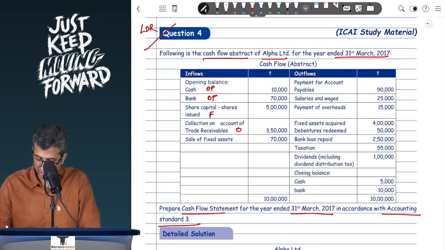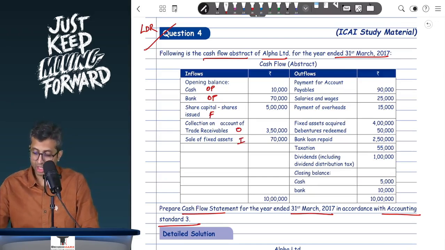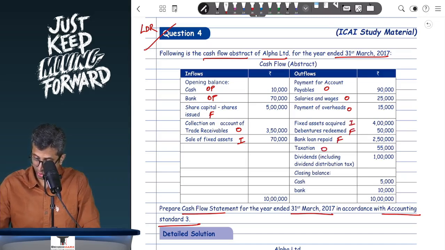Collection on account of trade receivables, operating cash inflow. Sale of fixed assets, investing cash inflow. Payment for account payable, this is operating. Salaries and wages, operating. Payment overheads, operating. Fixed assets acquired, investing. Debentures redeemed, financing. Bank loan repaid, financing. Taxation if nothing is given, operating. And dividends including DDT. Dividends paid will go in financing. And then you have closing.